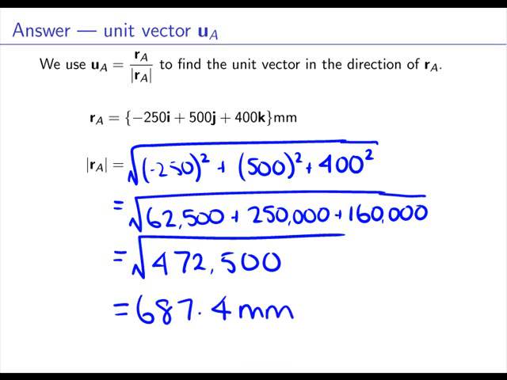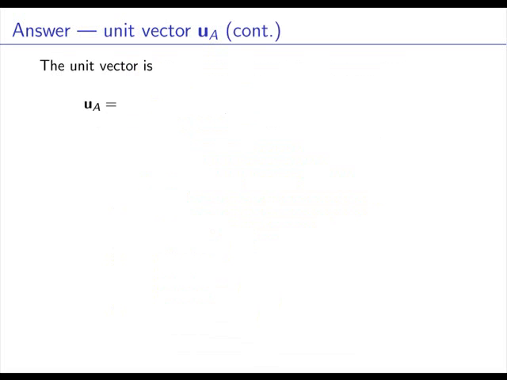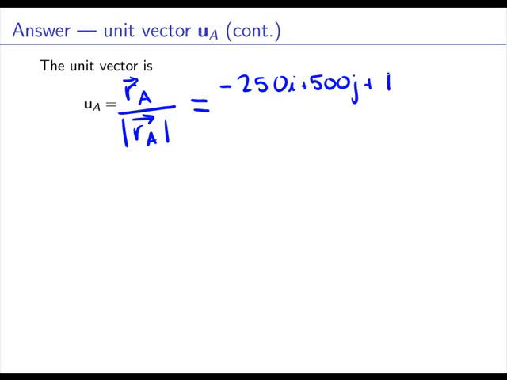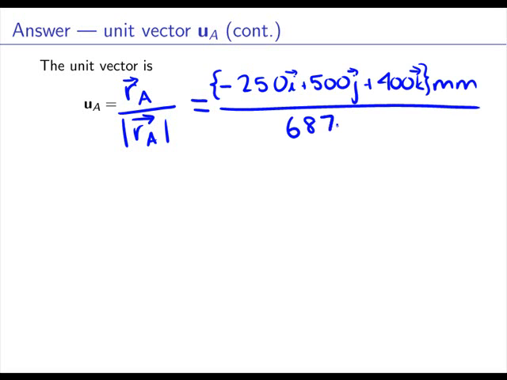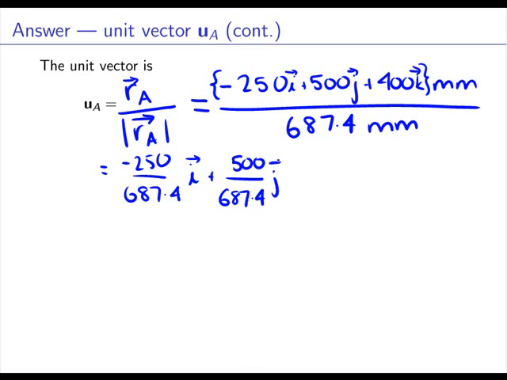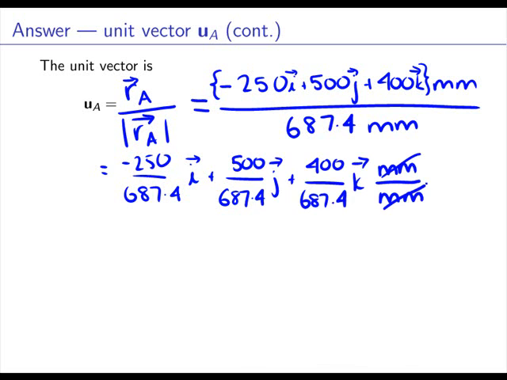We now have everything we need to use the formula, so it's time to substitute in and do the calculations. We begin with the formula UA equals RA on the length of RA. We know that RA is minus 250i plus 500j plus 400k millimeters, and the length of RA is 687.4 millimeters. Divide minus 250 by 687.4. Divide 500 by 687.4. Divide 400 by 687.4. And divide millimeters by millimeters. The millimeters cancel to leave us with a dimensionless vector quantity.